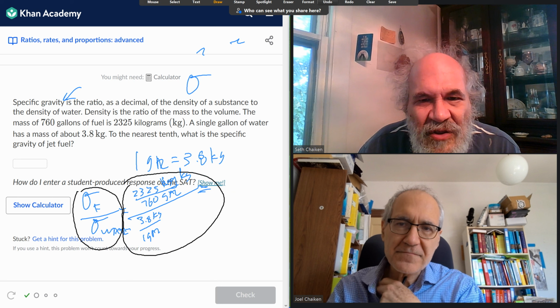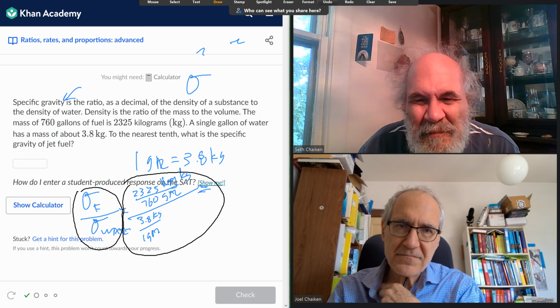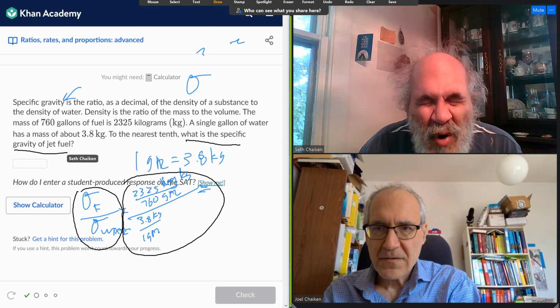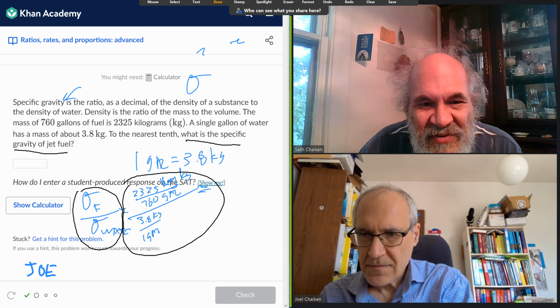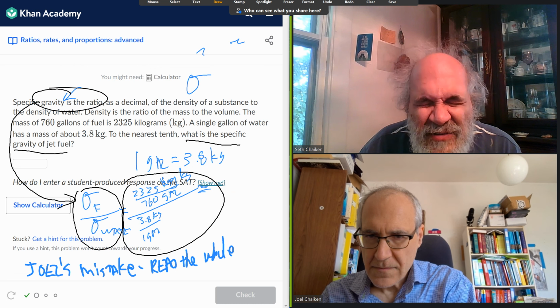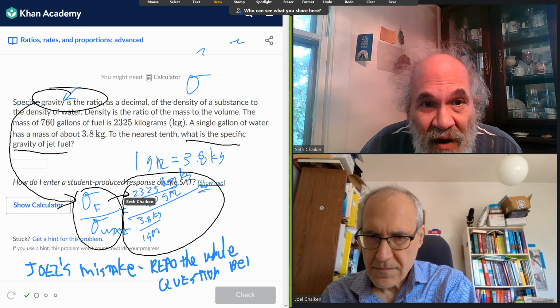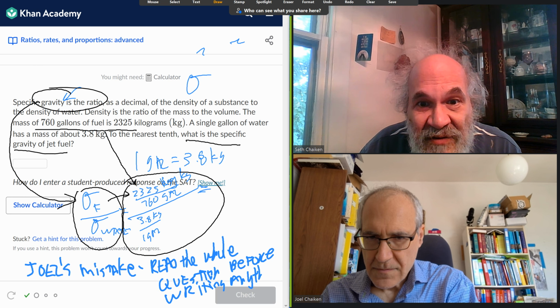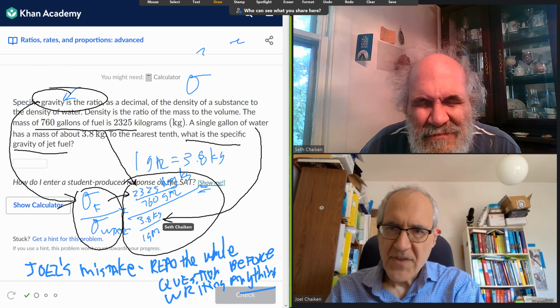Right. So again, the question is, what is the specific gravity? What is specific gravity? Specific gravity is this. And now you fill in the information. Density of the fuel is given by these numbers. And the density of water is given by these numbers.